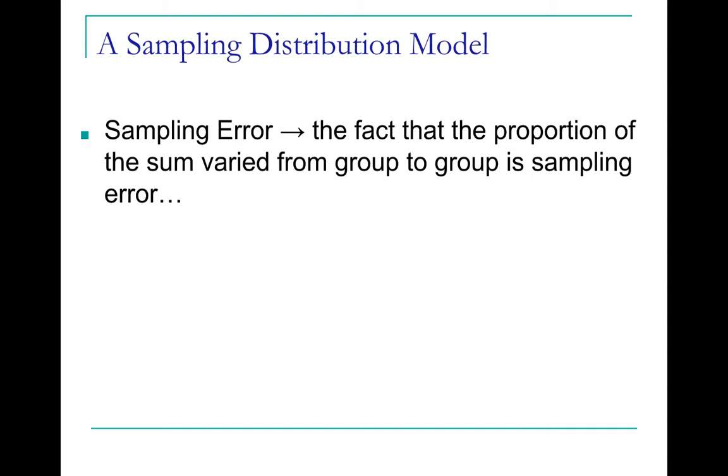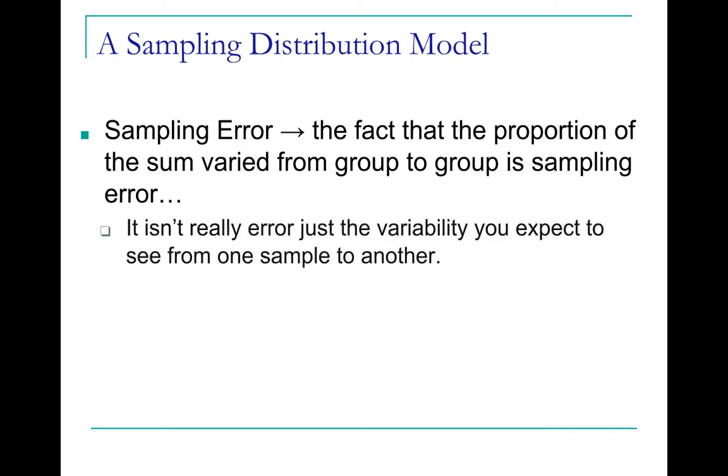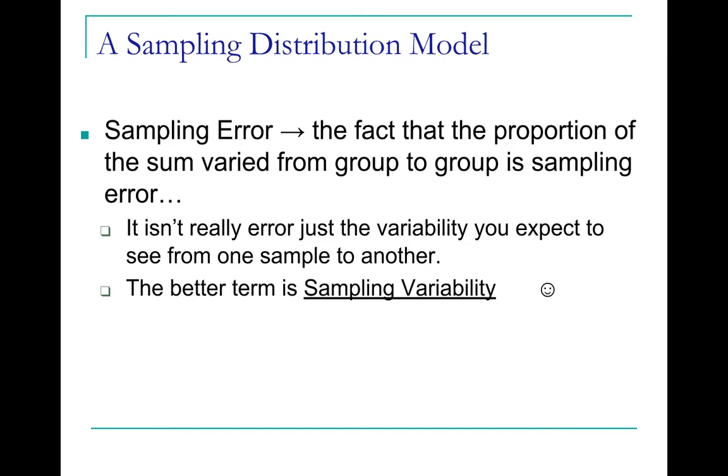We expect there to be some variation. I don't expect, if you were to flip a coin 100 times, all of us to come in saying that we got exactly 50%. No, there's going to be some variation. That is to be expected. That is what is called sampling error. It isn't actually error. It's not actually a mistake. It's just the variability you expect to see from one sample to another. The better term is sampling variability, but we call it sampling error.